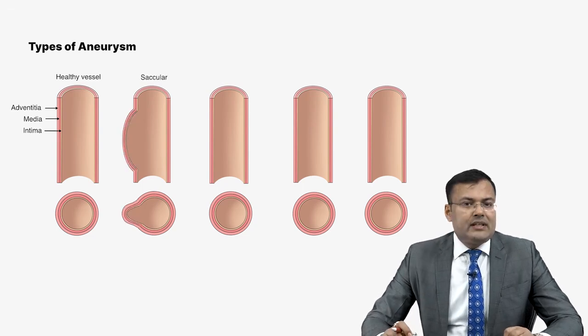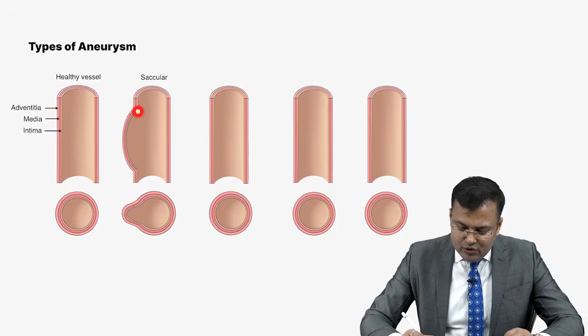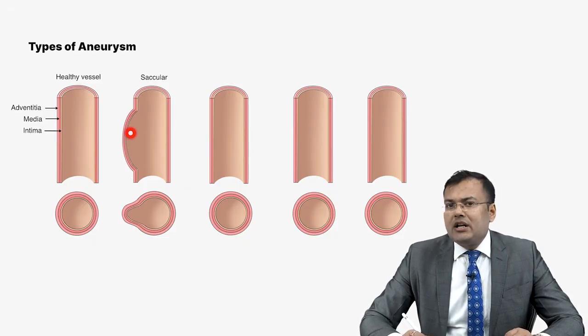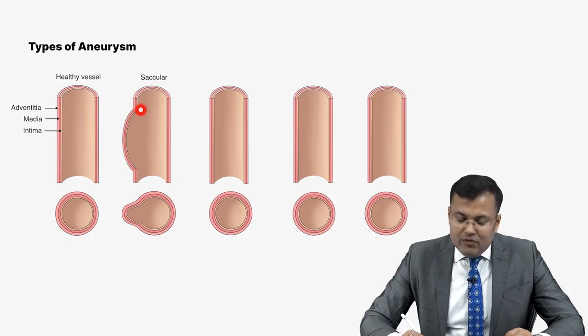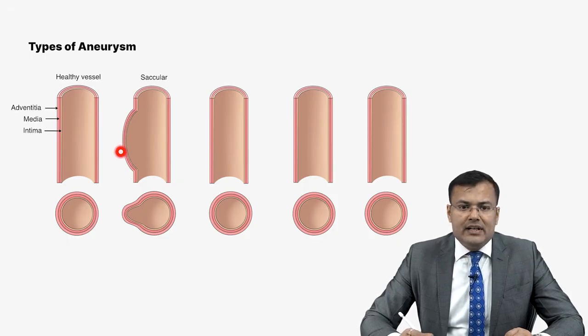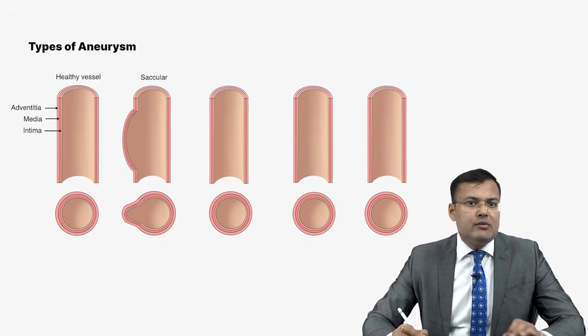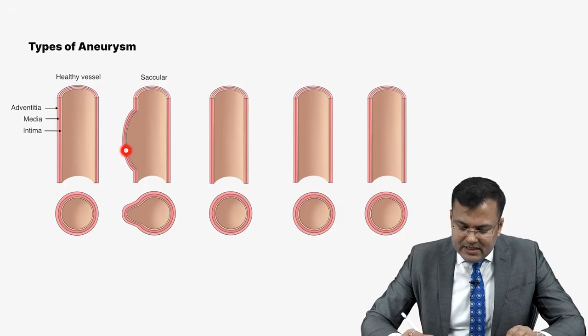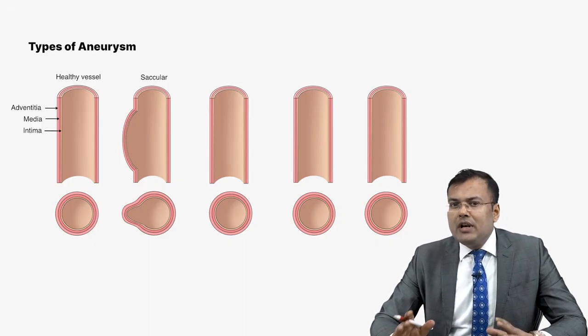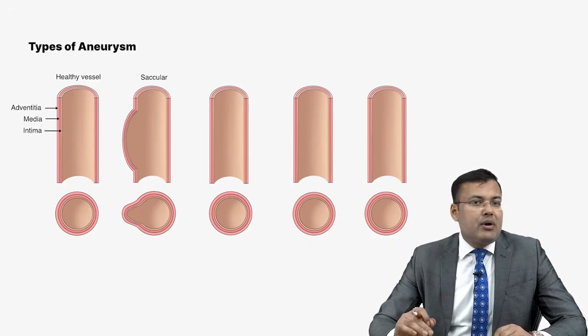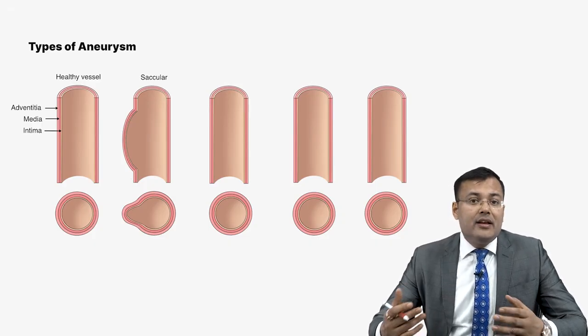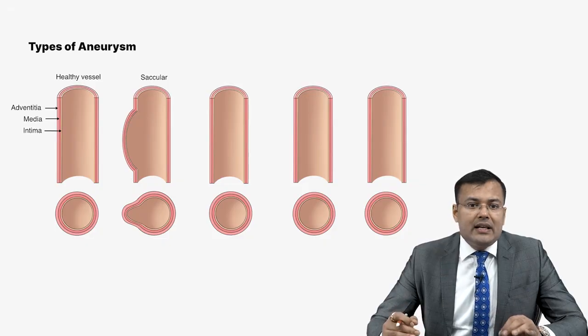Now see this is saccular aneurysm. What you can notice that it is going to affect only one part of circumference. So if there is involvement of one part of circumference only, it is saccular. You can notice that all three layers are involved. So this is true aneurysm or false? True aneurysm, but it is saccular. It is involving only part of circumference. What is the big problem with saccular aneurysm? Yes, irrespective of size, there is high risk of rupture.